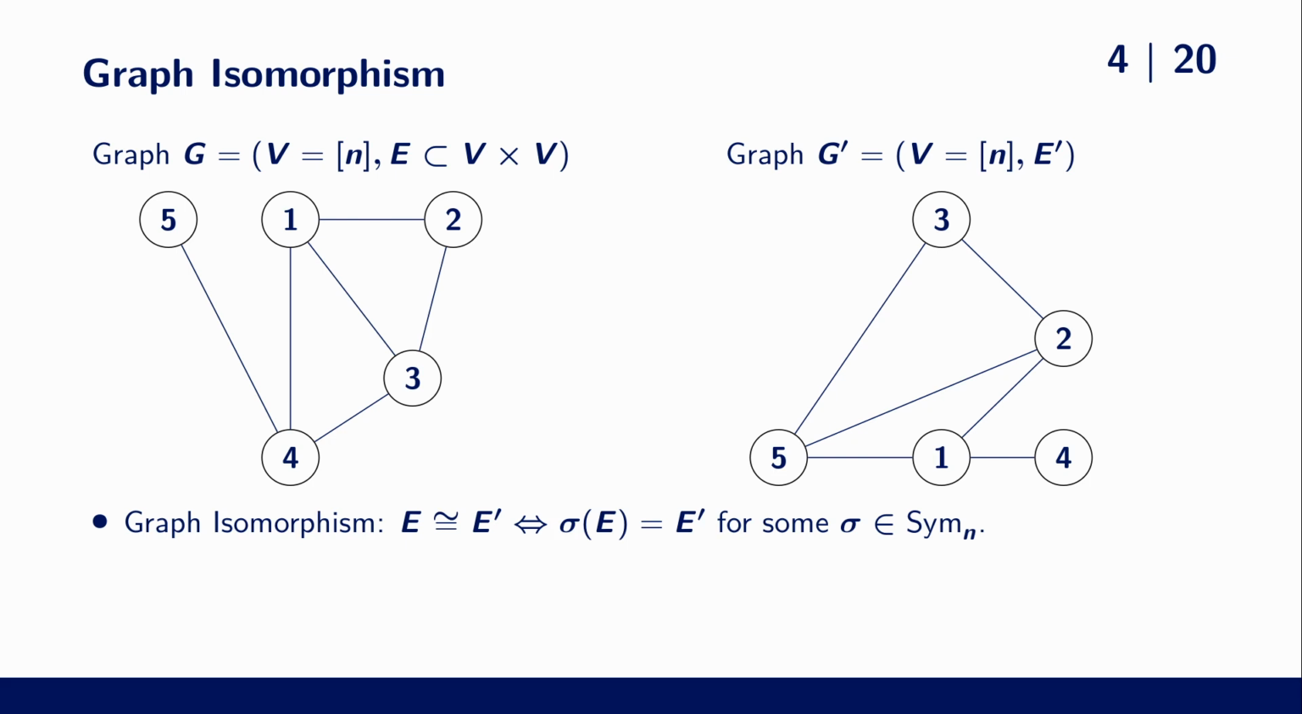However, if these numbers are somewhat scrambled, but these graphs have the same structure, we still want to call these graphs isomorphic. And we define this as follows: two graphs are isomorphic if and only if there is some permutation of the vertices such that they become equal.